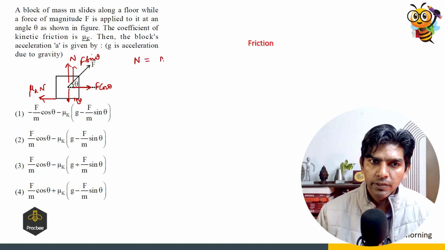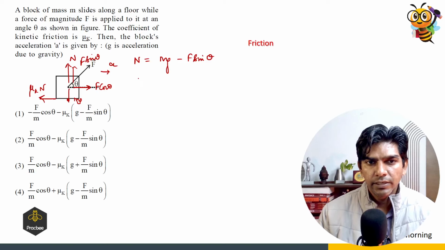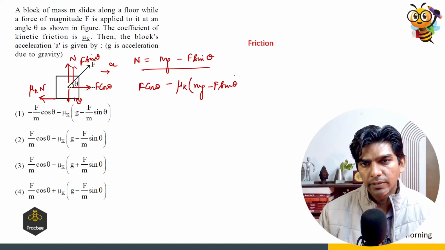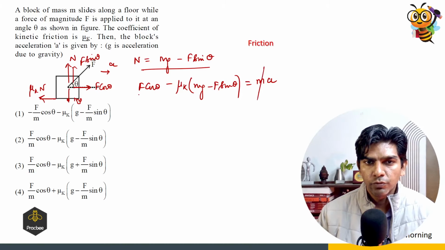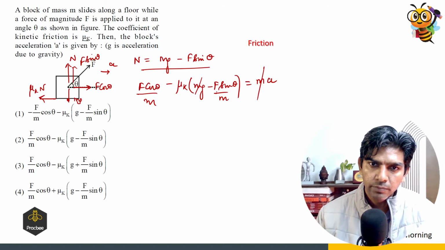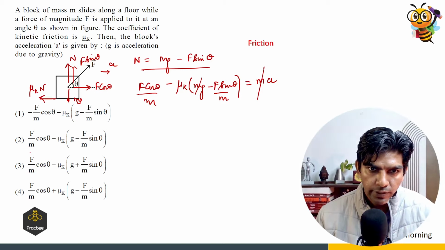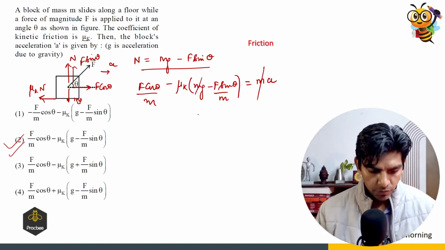So normal reaction will be given as mg minus F sin theta. In the horizontal direction, acceleration is a. So we can say F cos theta minus mu k N, and N is this, mg minus F sin theta, that will be equal to mass times the acceleration. Now we can divide throughout by m. So we will get F cos theta by m minus mu k times (g minus F sin theta by m). If you look at option B or option 2, it is matching with our answer. So this is the answer.